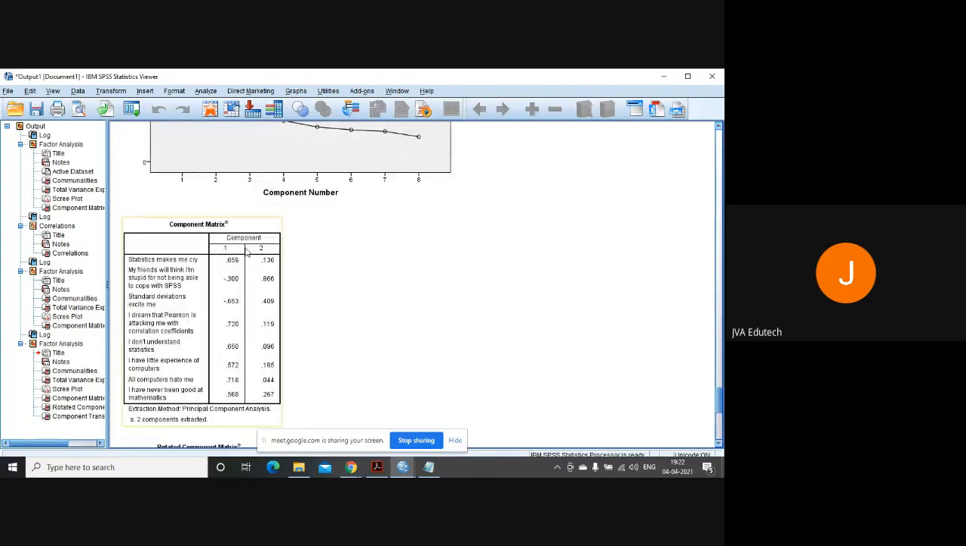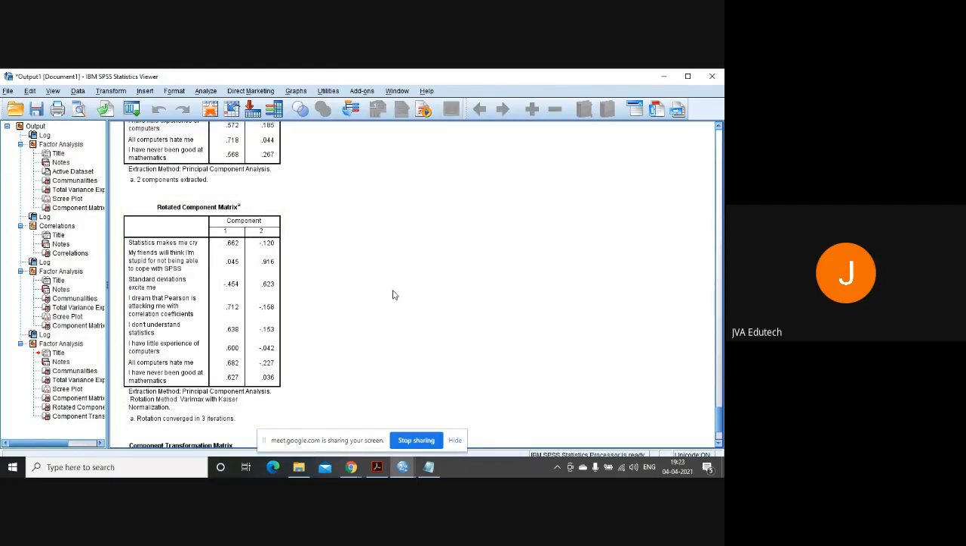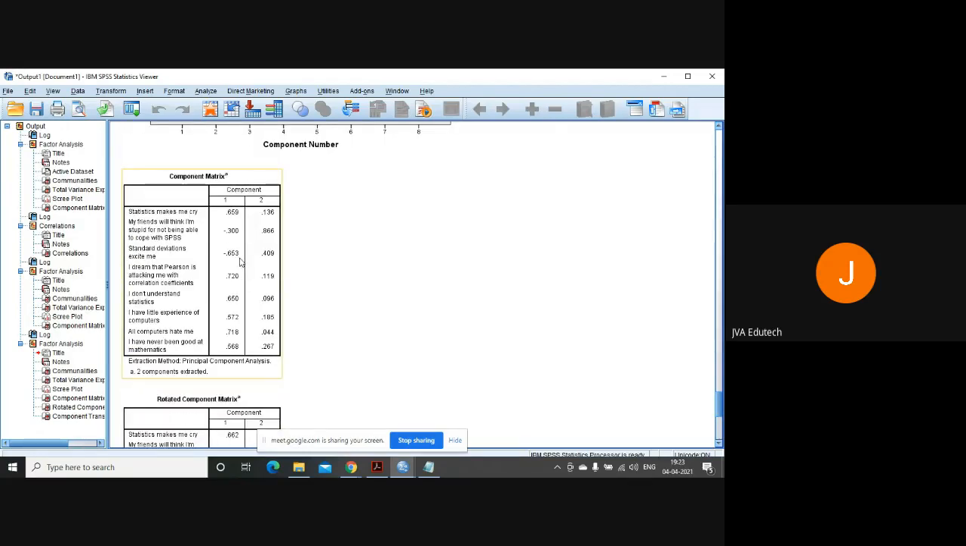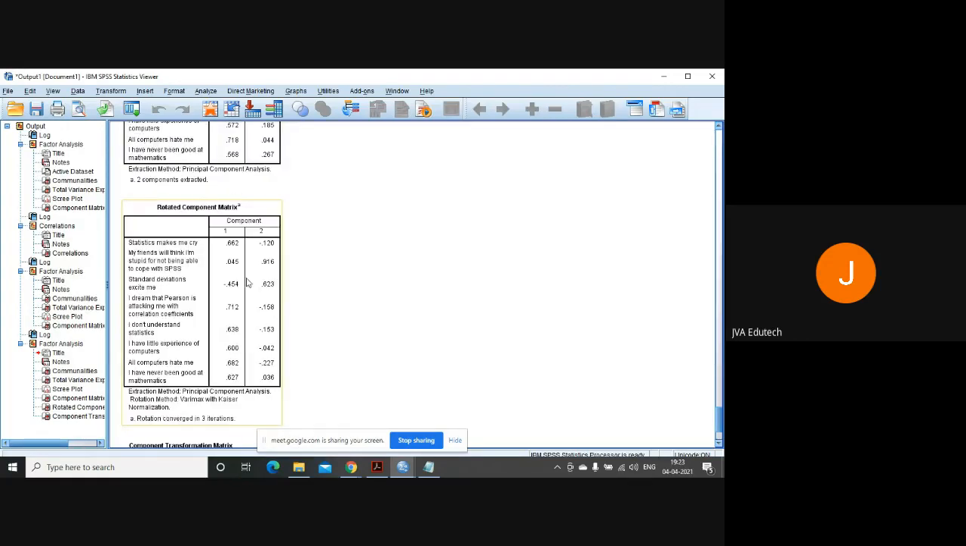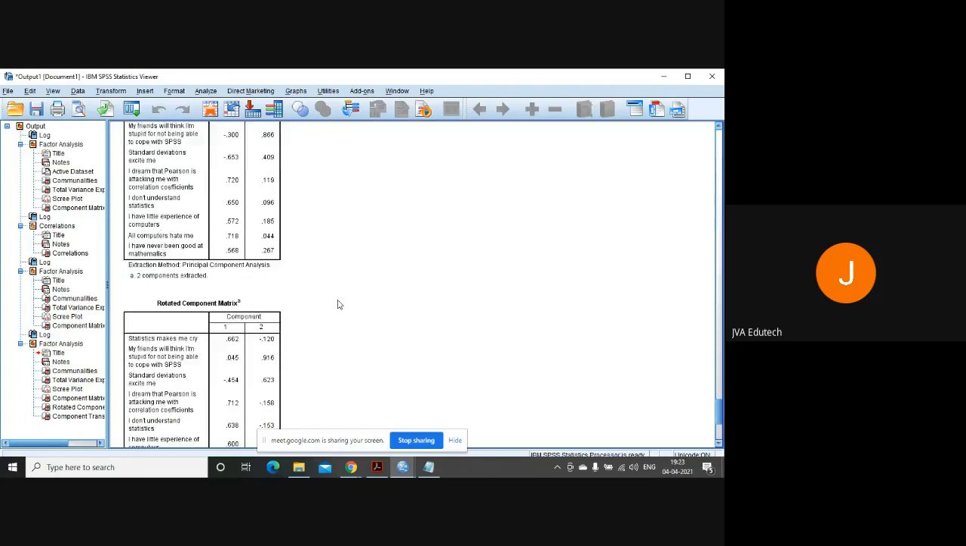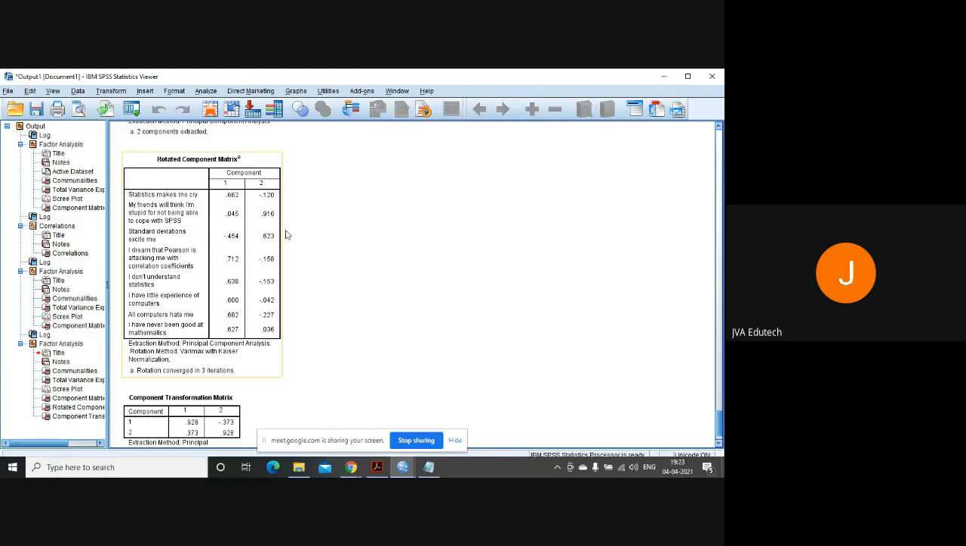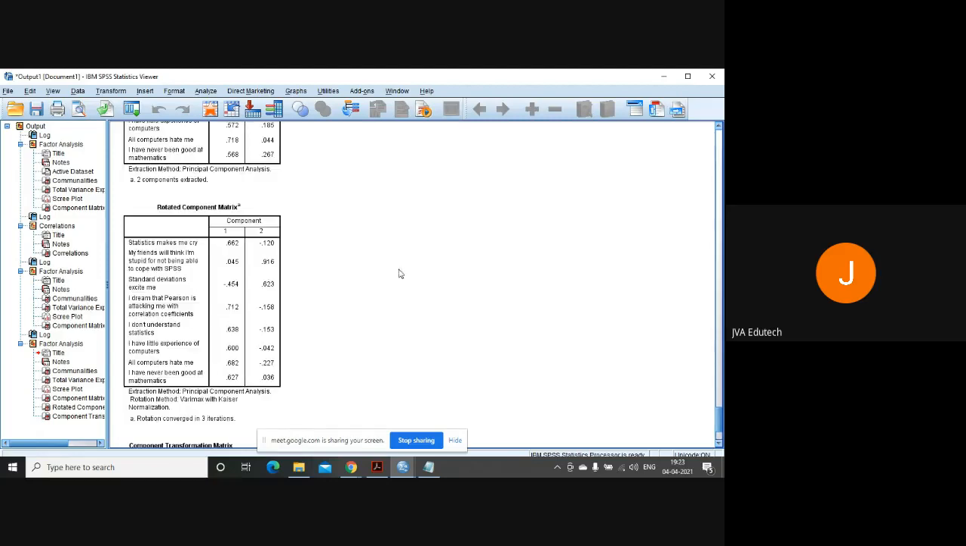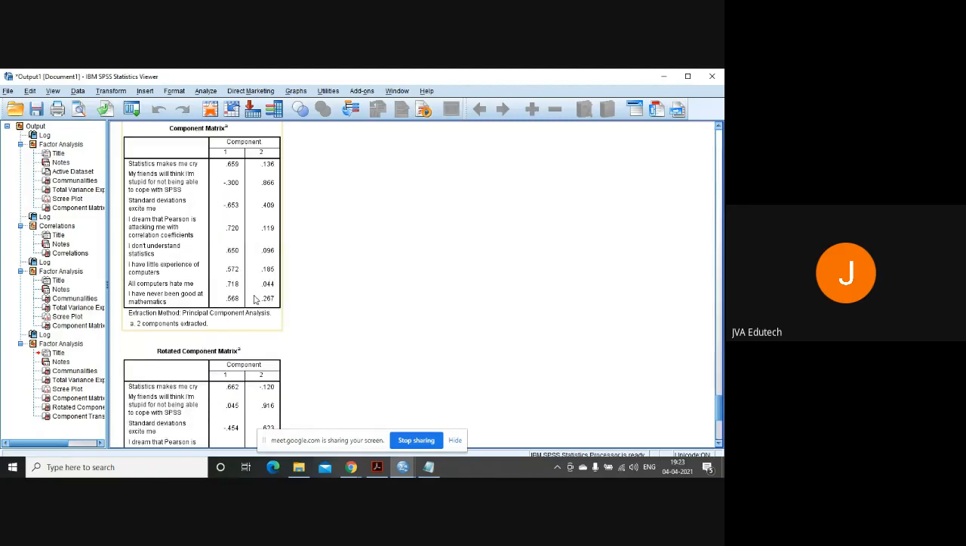Now we'll get the component matrix as we got, and another thing you will get is the rotated component matrix. If you find that there is a significant change from the component matrix to after rotation, if there is a better change in the values, then you can use this for your factor loading. If not, then we have already done the factor extraction. We have already identified our factors. This is used to give us better interpretability.